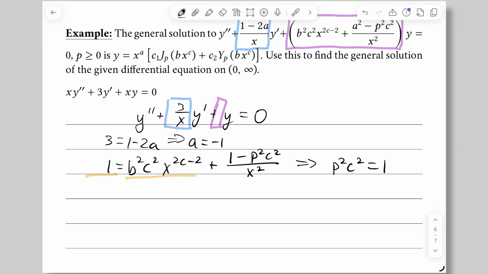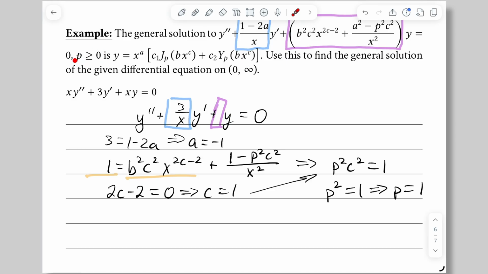But if there's no x on the left, then that means that 2c minus 2 must equal 0. That gives me that c is equal to 1. Using that, and the fact that p squared c squared equals 1 tells me that p is equal to 1. And so p is 1 because we were told, I didn't say it, that p is not negative.